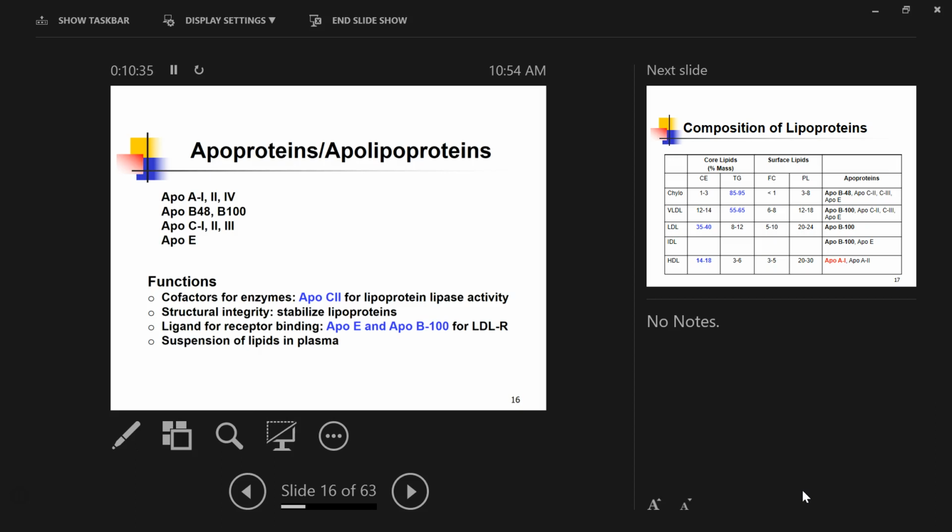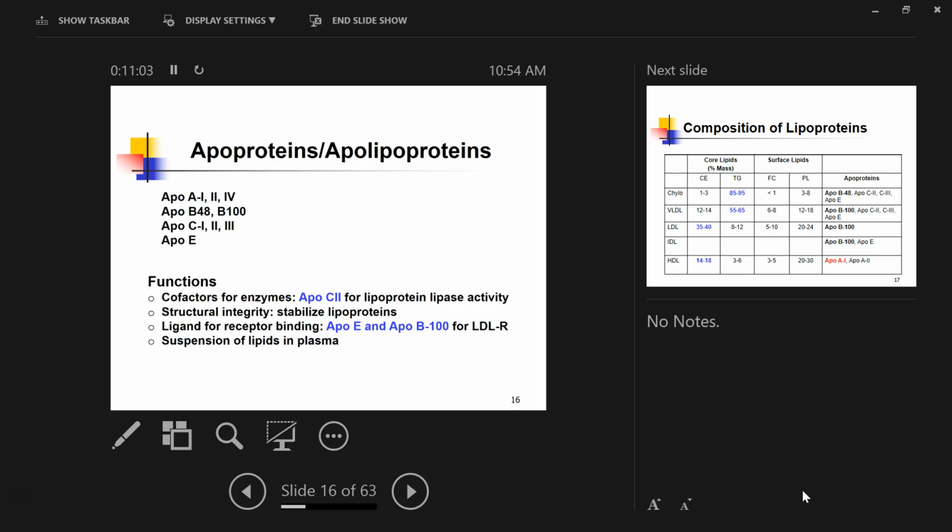And again, not every lipoprotein has every type of the apoprotein. Okay, we're going to go to that in more detail. So what are the functions of the apoprotein? There are a couple of functions.